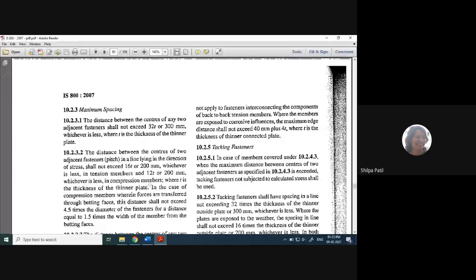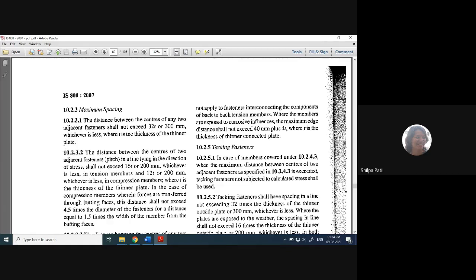But if you observe the criteria given for pitch distance, for compression it is lesser because we want it more safe, and for tension it is higher. So we can increase the pitch spacing between the bolts in case of tension member, but there are certain limitations. The value is again reduced for compression member, so it will be more safe in case of compression member. So let us assume that our member is a compression member only, and we are designing it for compression.